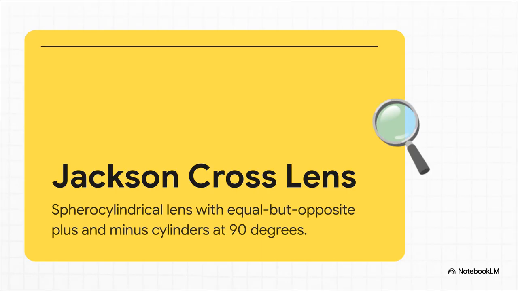By definition, the Jackson Cross lens is a spherocylindrical lens containing plus and minus cylinders of equal but opposite powers, and they are oriented exactly 90 degrees apart. I really want you to visualize this. If you have a plus 0.25 cylinder at axis 90, you simultaneously have a minus 0.25 cylinder at axis 180. The axes form a perfect cross. Lock that image into your mind because it is the absolute foundation of everything we're about to do.